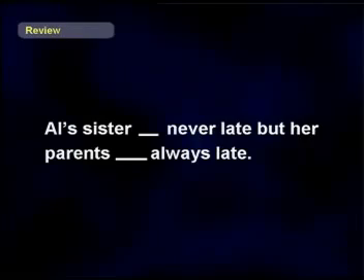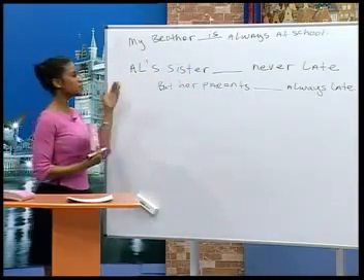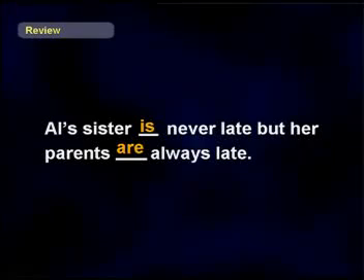Next example. Al's sister never late. But her parents always late. So you have 2 blanks to fill. Alberto, can you do this one, please? Al's sister is never late, but her parents are always late. Very good.